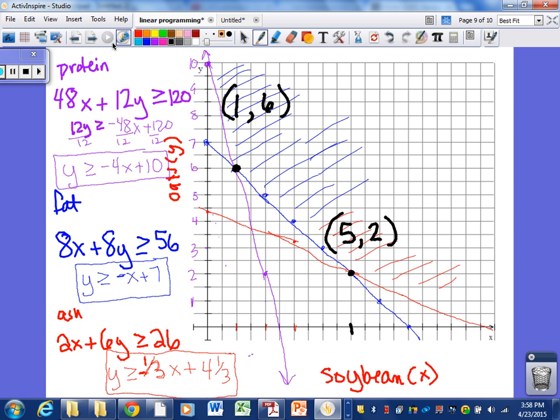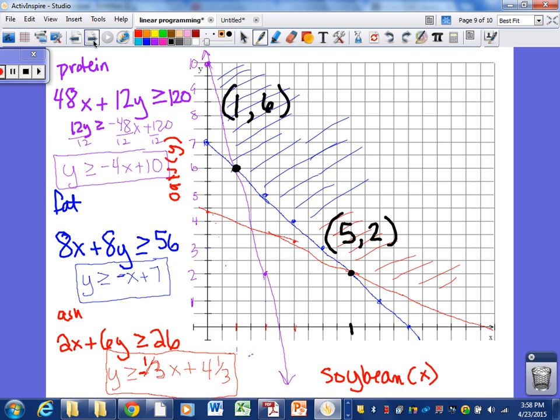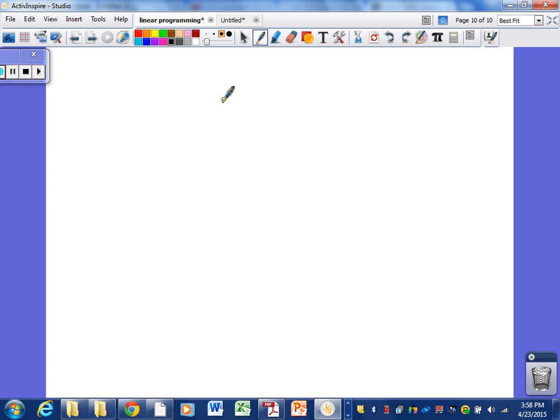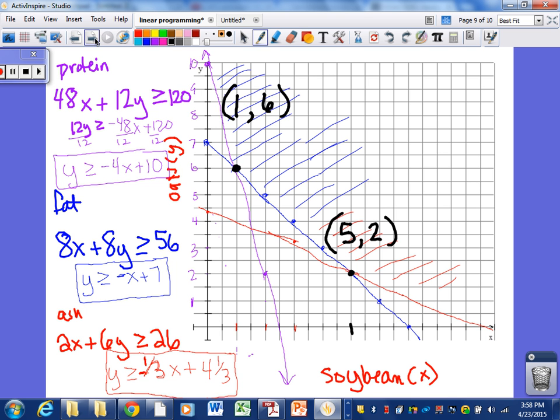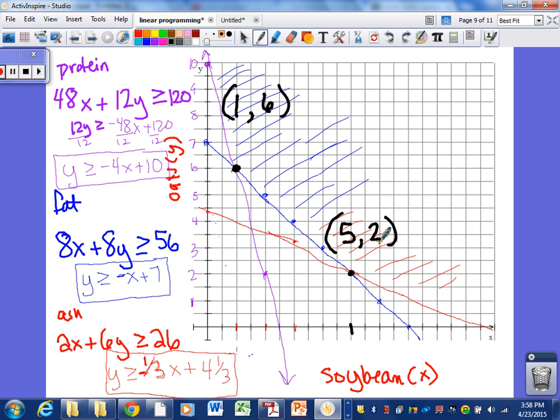So now let's go back to our cost function. It costs $15 for every soybeans and only $5 for every oats. So here we have our cost function, 15 for every soybean plus 5 for every oat. That's your cost. So let's try the points. Let's see, what were those points? 1 comma 6, 1 soybean, 6 oats. Let's try 5 comma 2. Sorry, wrong way. 5 soybeans and 2 oats.